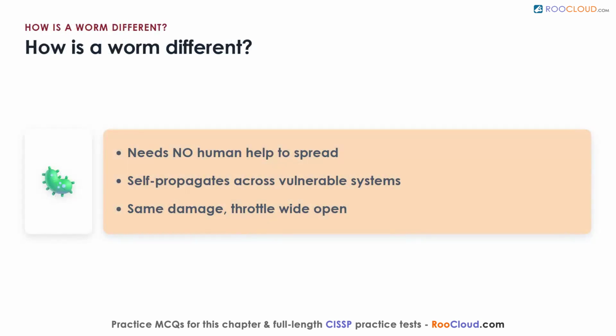How is a worm different from a virus? A worm needs no human help at all. Where a virus waits for someone to click or share, a worm propagates on its own power across vulnerable systems. That self-driving spread is what makes worms so dangerous, because they can blanket the internet in hours. They carry the same destructive potential as other malware, but with the throttle wide open. Think of a fire that not only burns but lights its own next building, with nobody holding the match.